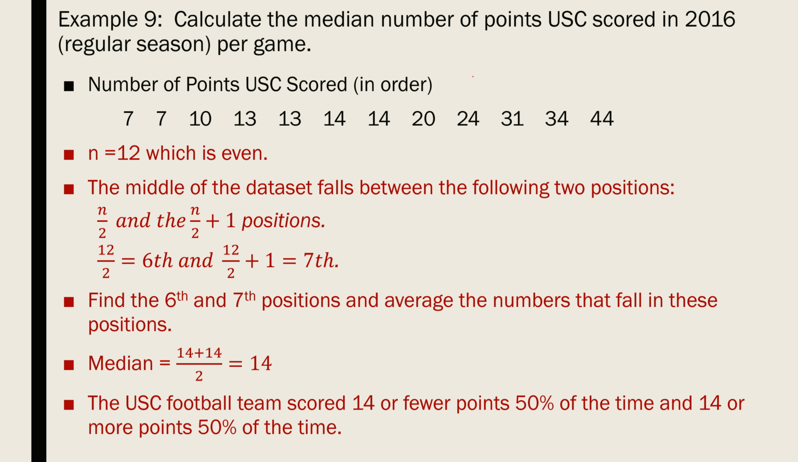This is an example of how to calculate the median. We have 12 data here, and as we know, 12 is even. So the next thing we want to do is find the n divided by 2 position and then the n divided by 2 plus 1 position. 12 divided by 2 is 6, and 12 divided by 2 plus 1 is 7. Note that the data is placed from the smallest one to the largest one. And this is the first position, second, third, and so on and so forth.